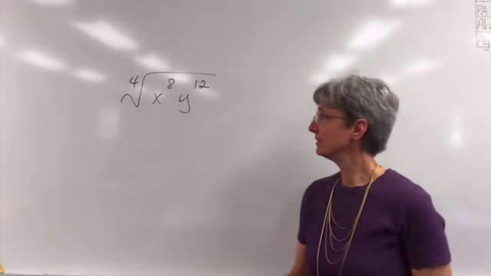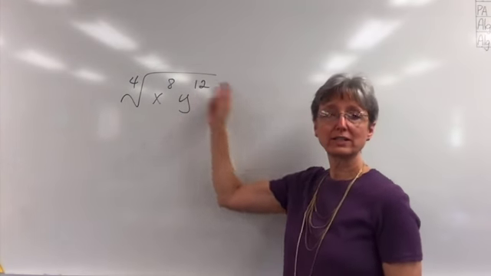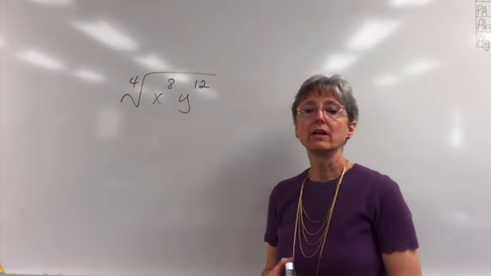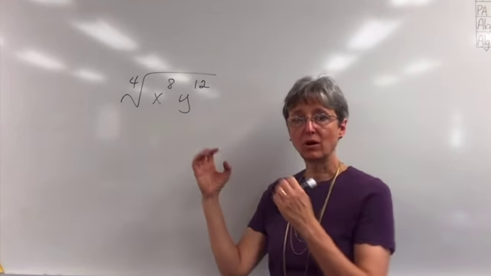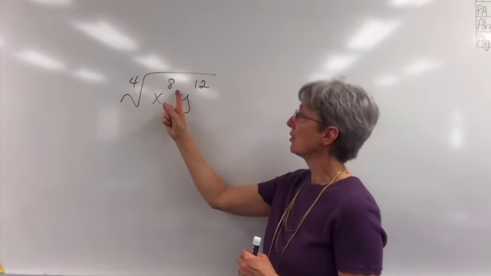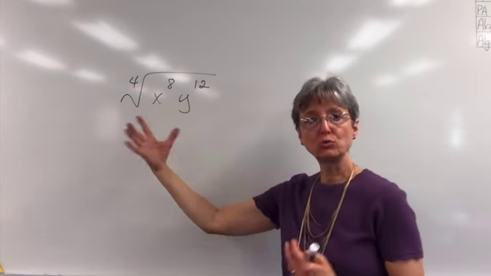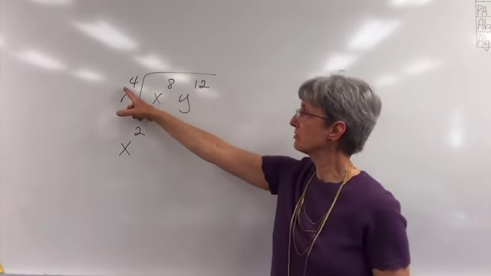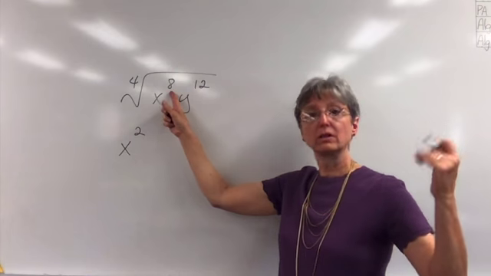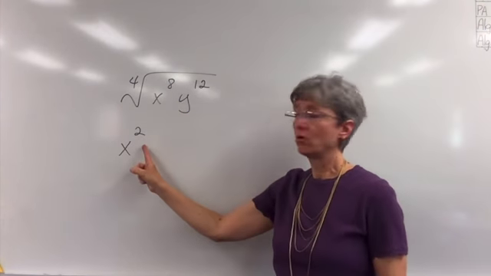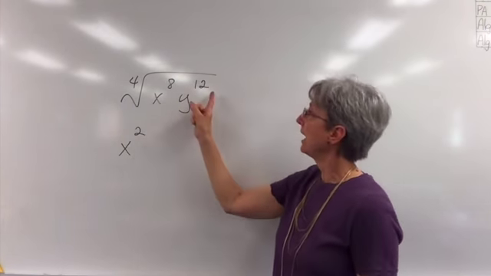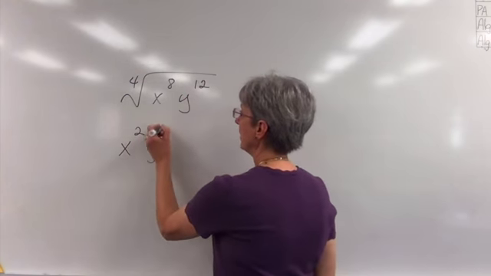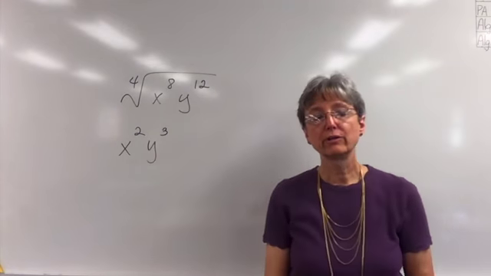Okay, another example. I have x to the power of 8 and y to the power of 12, and I want to find the 4th root of that. So I'm going to do the opposite. I'm going to divide again. So 8 divided by 4 is 2. So I'm going to have 2 x's, or x squared, because 2 times 4 is 8, a power of a power. I undo that. 8 divided by 4 is 2. And then 12 divided by 4 is 3. So I have y to the power of 3.